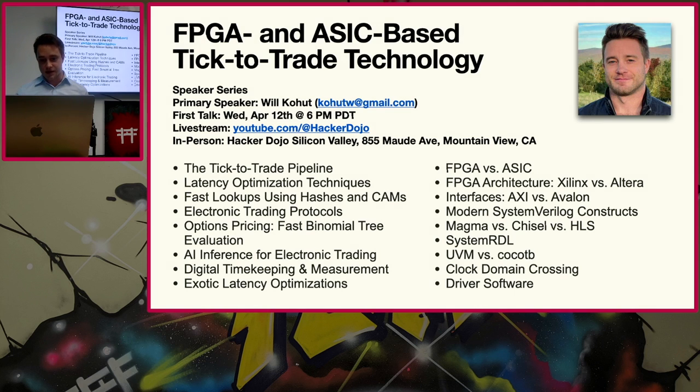So I have them listed here as FPGAs versus ASICs, lots of pros and cons there and reasons why you might choose one over the other. FPGA architectures, so Xilinx, Altera, these days AMD, Intel, lots to talk about there. Interfaces: how do you string all the pieces together in one of these systems? Your options, generally speaking, are either AXI or Avalon. Plenty to talk about there.